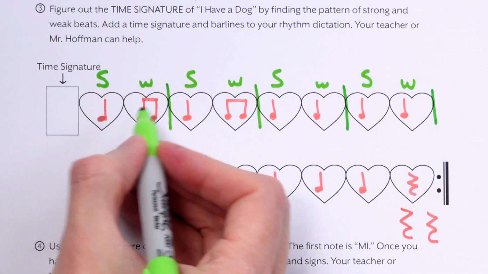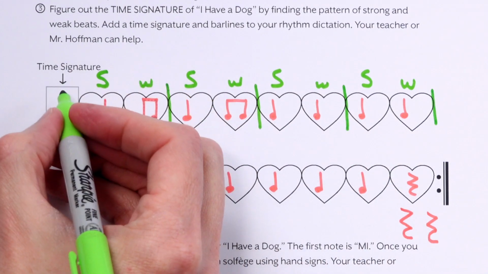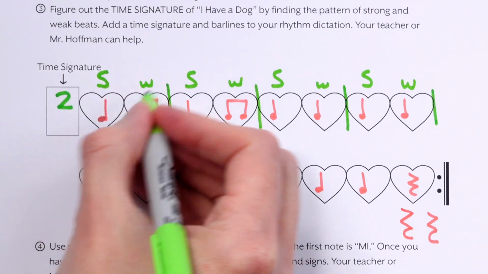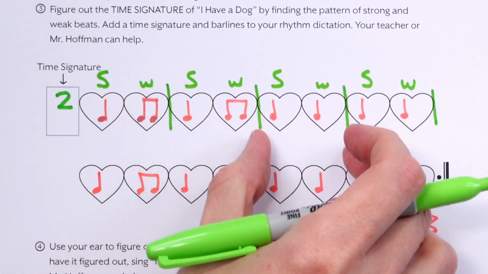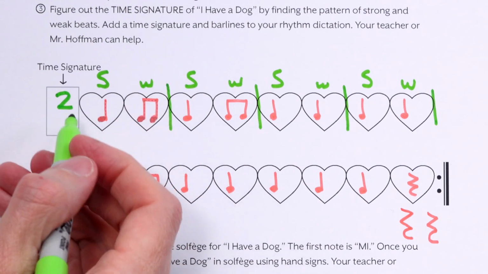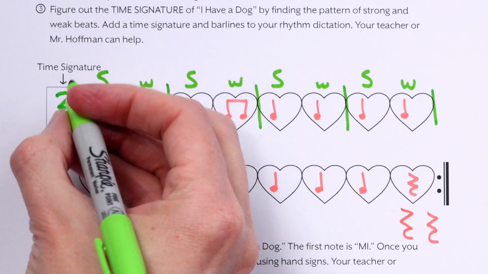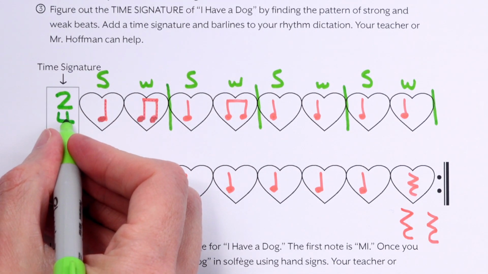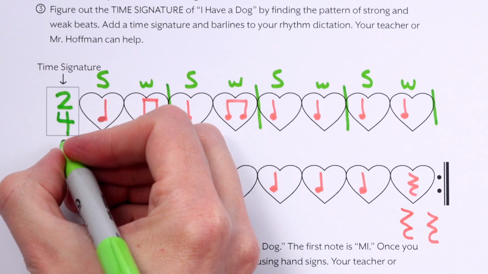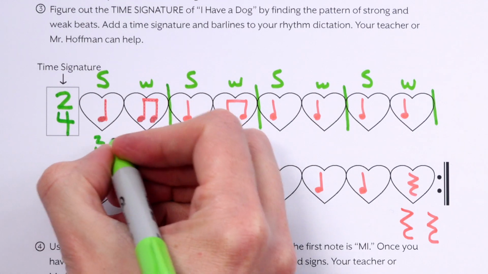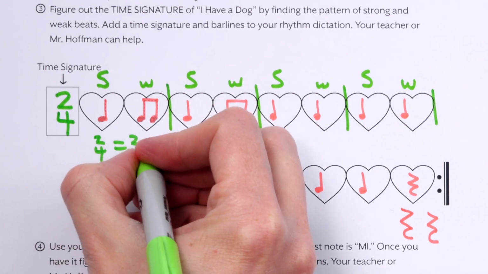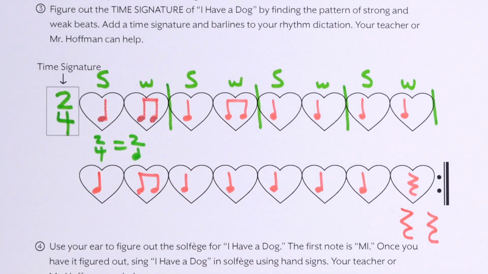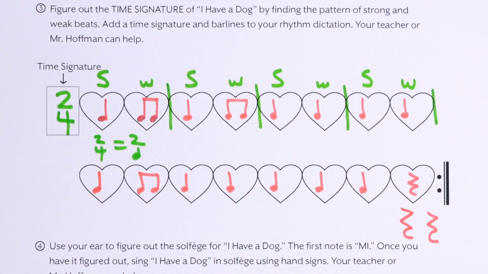Now, when we have this kind of pattern, we can call that time signature 2 beats per measure. Remember, each of these groups of beats is called a measure. So when we have 2 beats per measure, we write a 2 on top, and the 4 on the bottom stands for quarter note beats. A 2/4 time signature really just means 2 quarter note beats per measure. So 2/4 is our time signature.